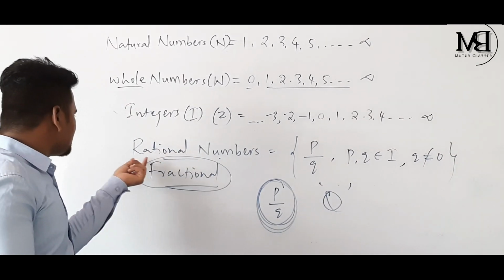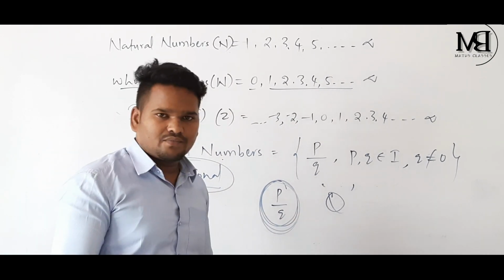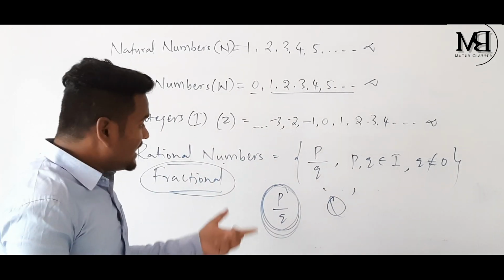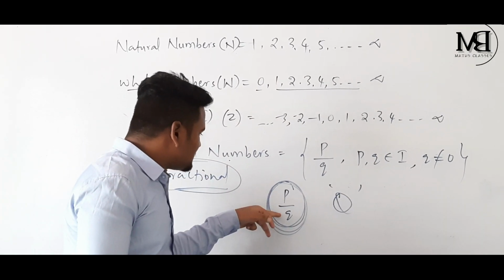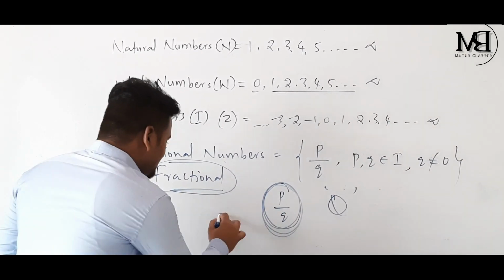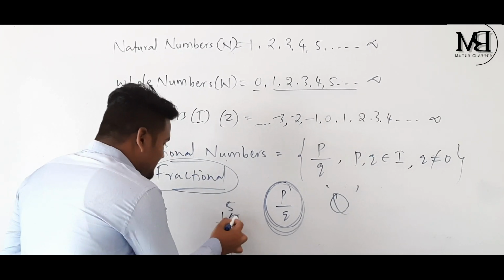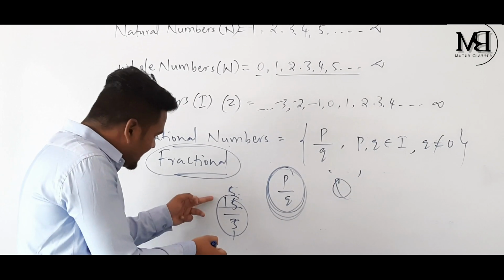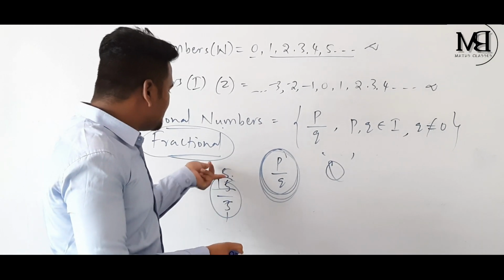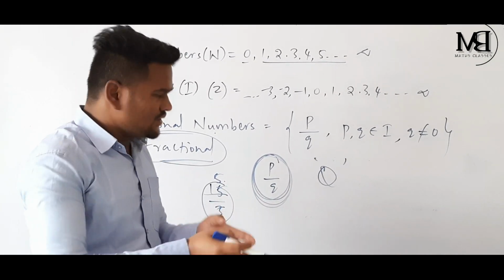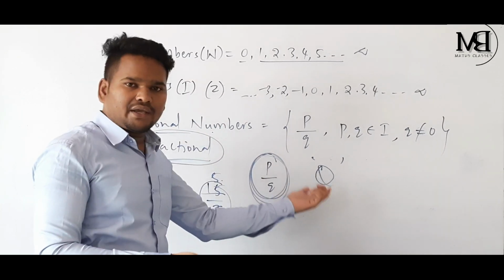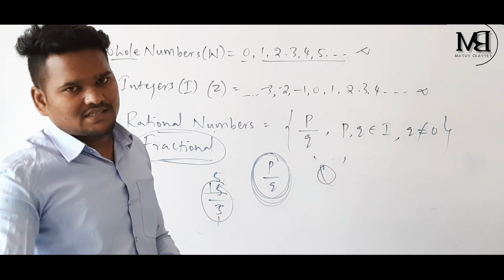Sir, rational numbers start with R, then why are we denoting them by Q? There is a reason. See children, the value of a rational number is dividend by divisor, which is equal to quotient. The value of 15 by 3 is 5. The value of this rational number is 5. So, as the value of a rational number is a quotient, rational numbers are denoted by Q. Q comes from the word quotient.